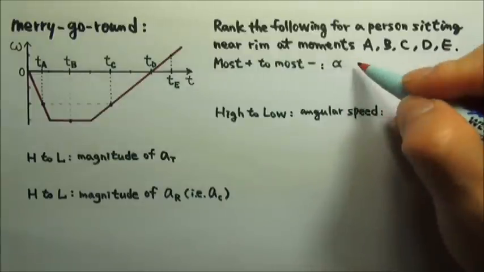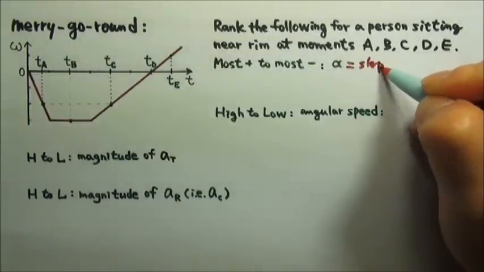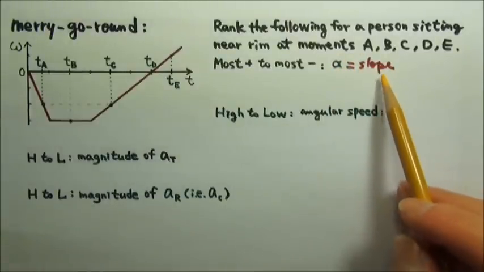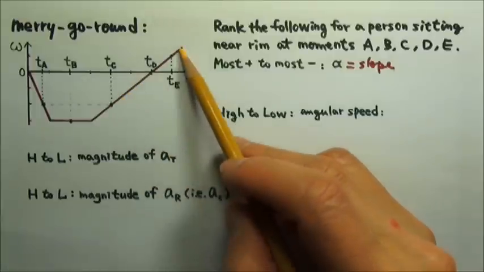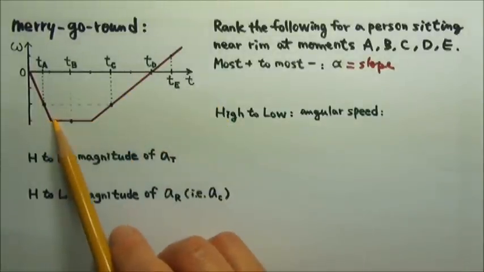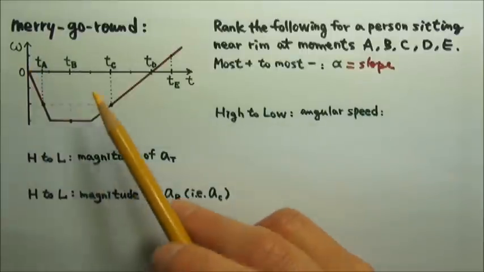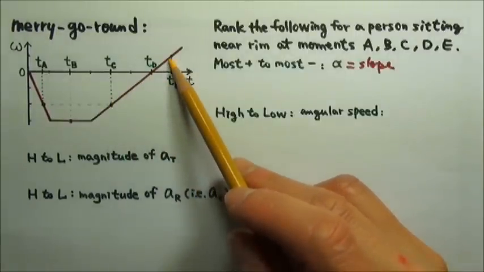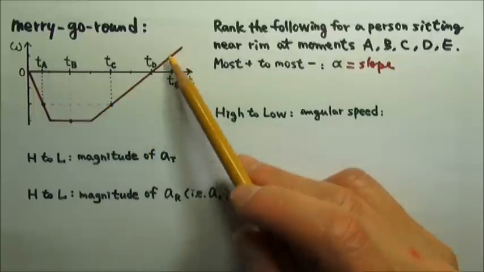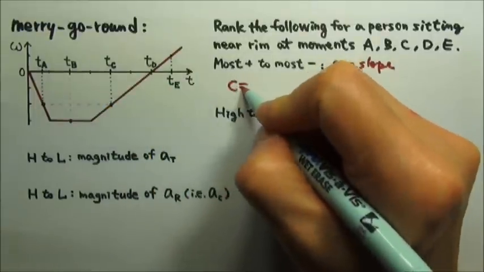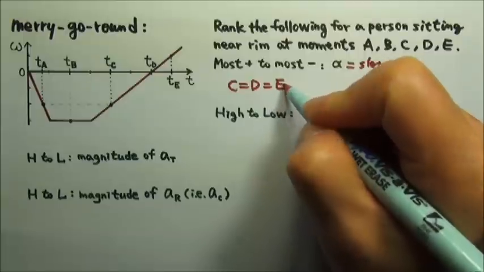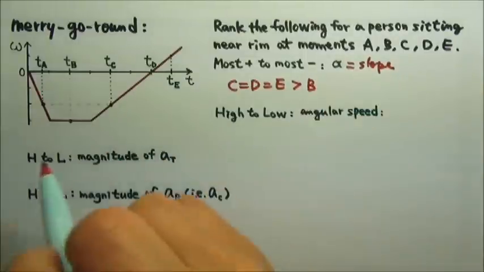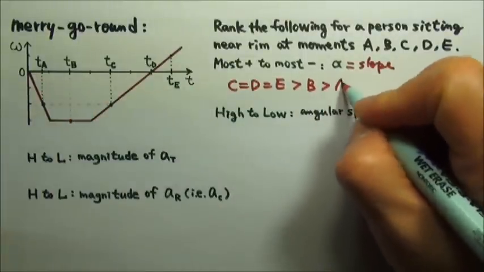The angular acceleration is the slope of the graph. So to rank the angular acceleration, we just have to rank the slope of the graph. For this part, we have positive slope. And the slope is 0 here, slope is negative. And since this segment is straight, that means C, D, E all have the same positive slope. So C equals D equals E. And then the next is the 0 slope, that's B, and then the negative slope, that's A.